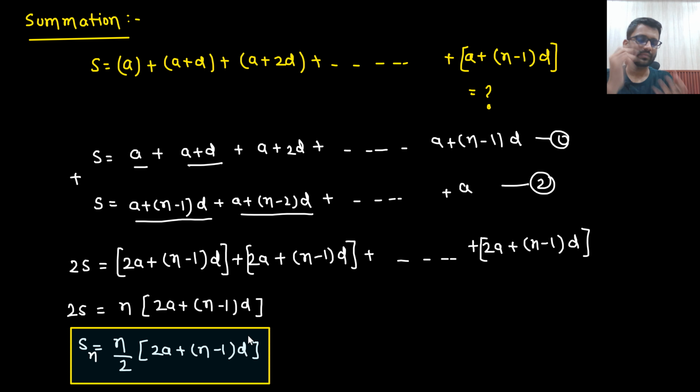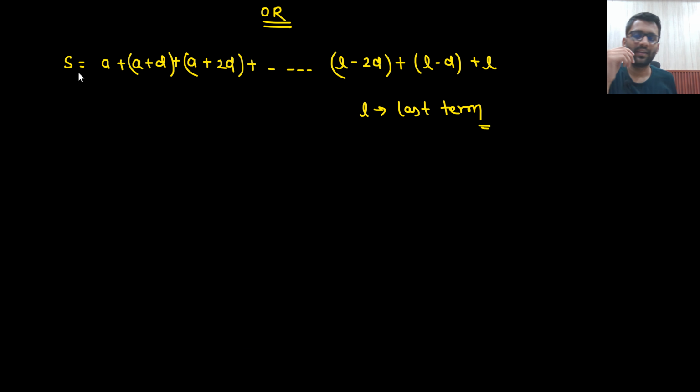Okay. If we have seen the derivation, we just reversed it and then added it. That's it. Or how we could have added? Look, this is my term. S equals a plus d, a plus 2d. Now I am assuming my last term to be L.